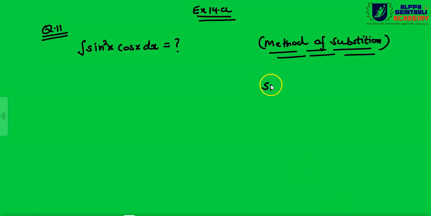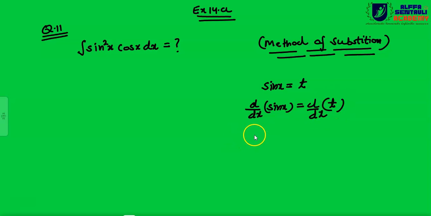you can assume this sin x to be t, right? Now take d by dx both sides: d by dx of sin x and d by dx of t. Beta, we will take d by dx on both sides, only then the equation will be balanced, otherwise it will not. So d by dx of sin x is cos x. This is equal to dt by dx, right? Now dx is what, beta? dx is nothing but dt upon cos x.